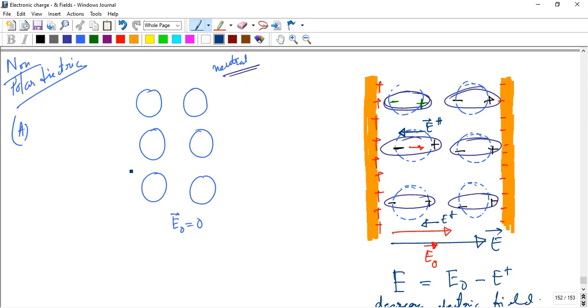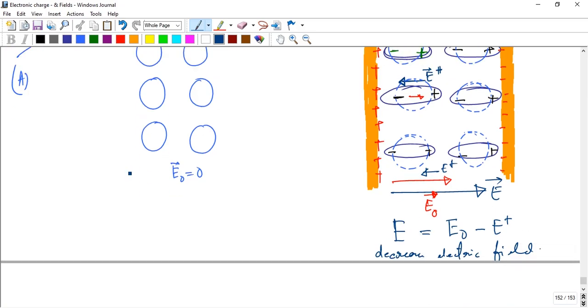So here in diagram A, the first diagram, the initial electric field inside is equal to 0.